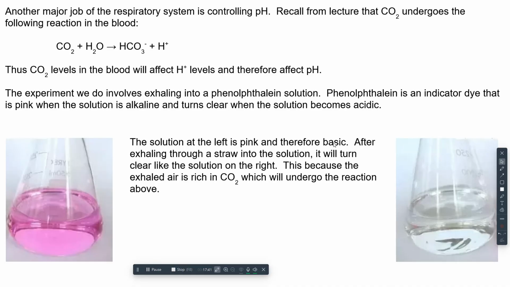Okay, so the whole point is CO2 levels affect pH levels. So if you are hypo or hyperventilating, breathing slower or faster, that can impact your blood pH.